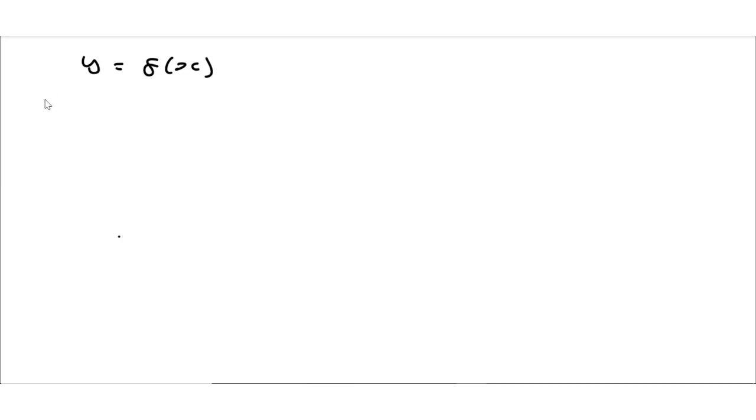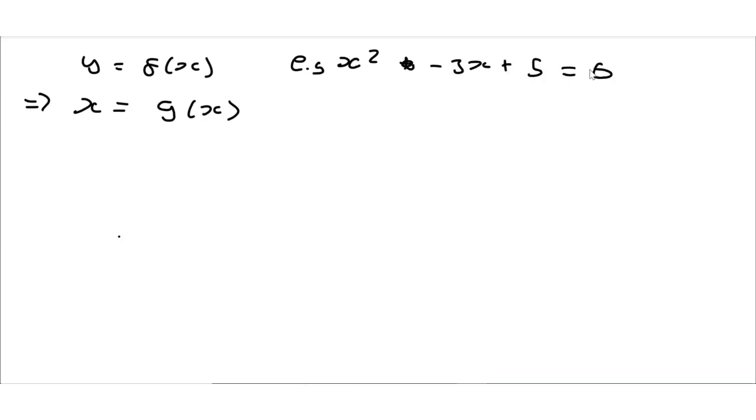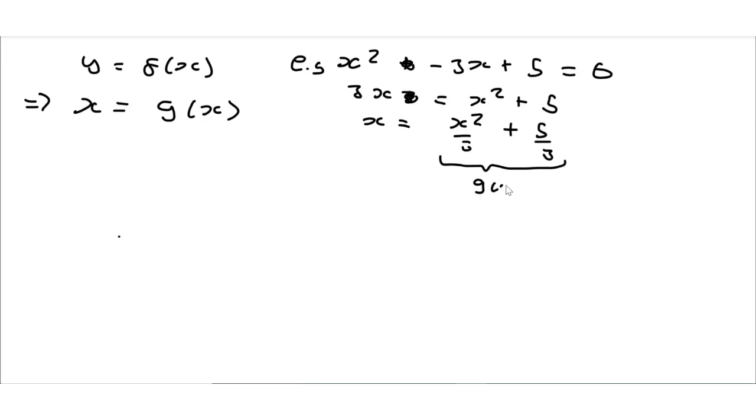And then we rearrange this into the form of x is equal to some function of x. So for example, if we had the quadratic x squared minus 3x plus 5 is equal to 0, we would rearrange to 3x is equal to x squared plus 5, and that will give x is equal to x squared over 3 plus 5 over 3, and that would be our g of x, okay?